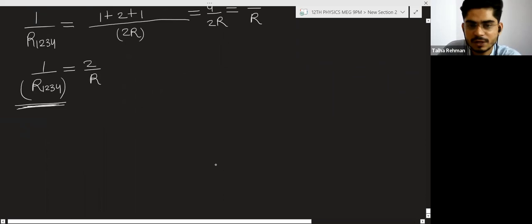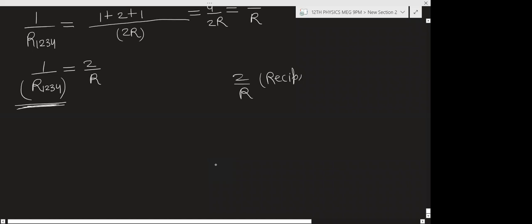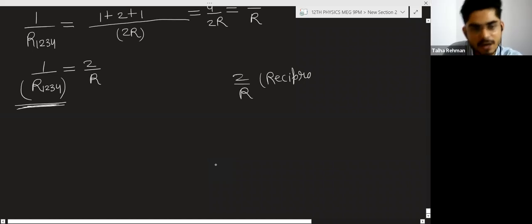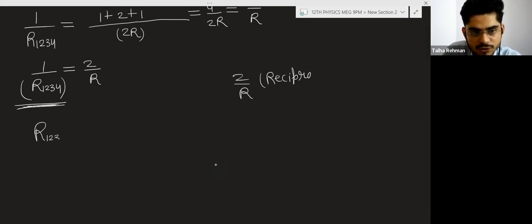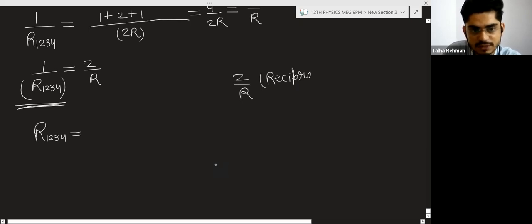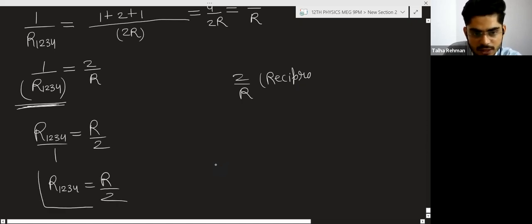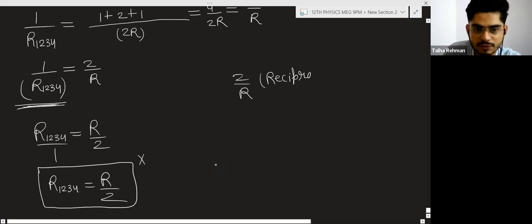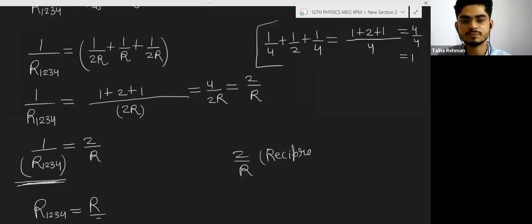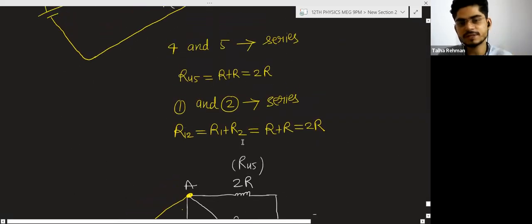What is the meaning of reciprocal? 2 by R is written like this. The reciprocal means R by 2. So take the reciprocal on both sides. You will get 1, 2, 3, 4. Reciprocal of this is R by 1, and this is the reciprocal of the R by 2. So R by 1 can be written as R1, 2, 3, 4, and this can be written as R by 2. See, the answer is R by 2. Very good.